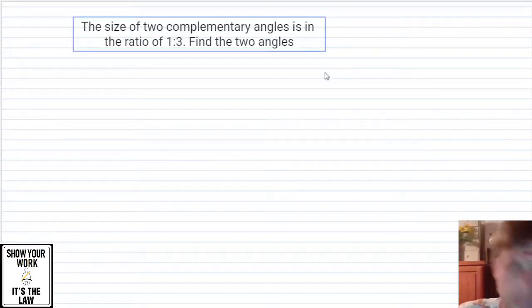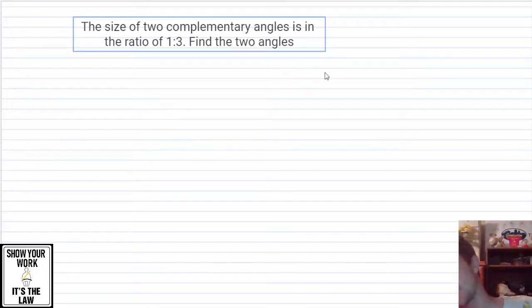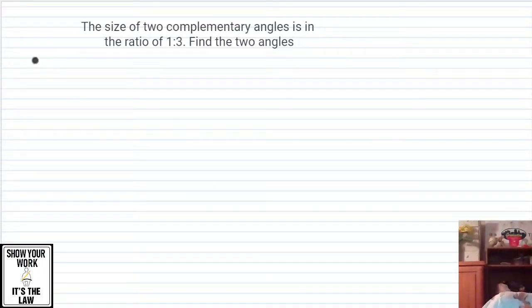All right, we are on question 10. The size of 2 complementary angles is in the ratio of 1 to 3. Find the 2 angles. So this takes us back to trigonometry a little bit. Complementary angles are angles that add up to 90. So that gives us our first sentence right there. The first angle plus the second angle is equal to 90.